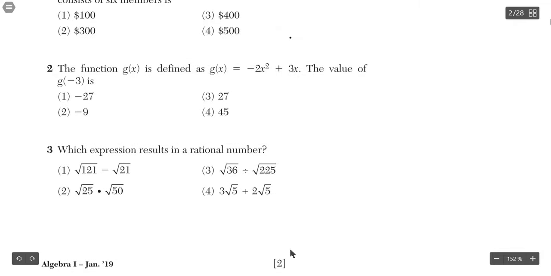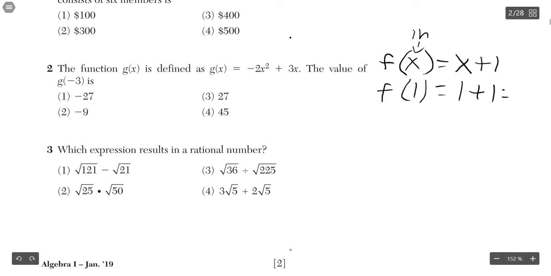Number 2. So a function. The way a function works is a function is like a machine, where you put something in, you get something out. For example, f of x equals x plus 1. So this is a machine that whatever you put in, this is the input, it adds 1. So if I put in a 1, f of 1 would be 1 plus 1 equals 2, right?